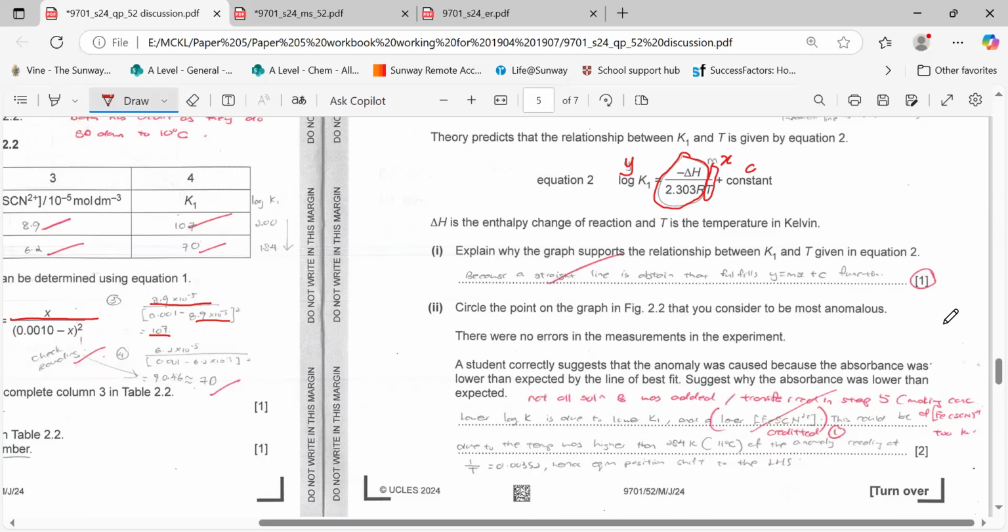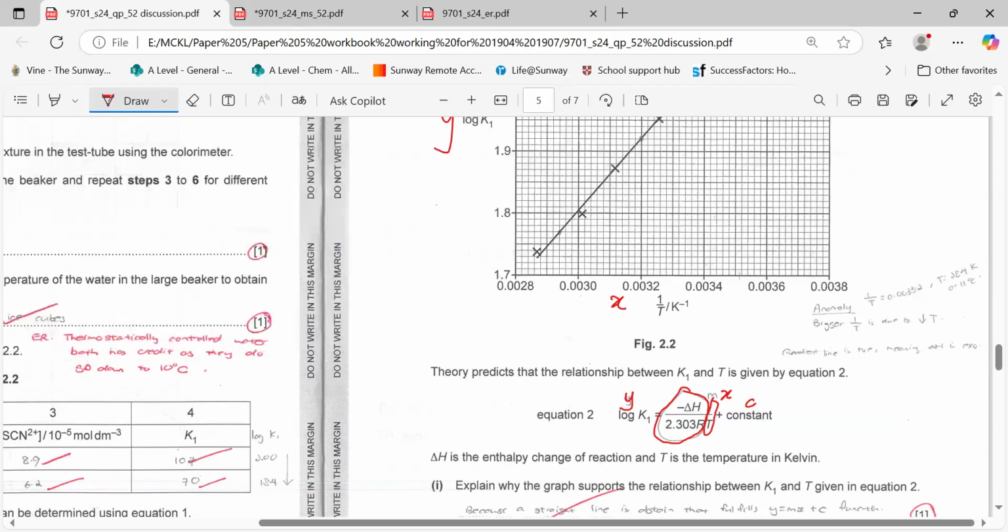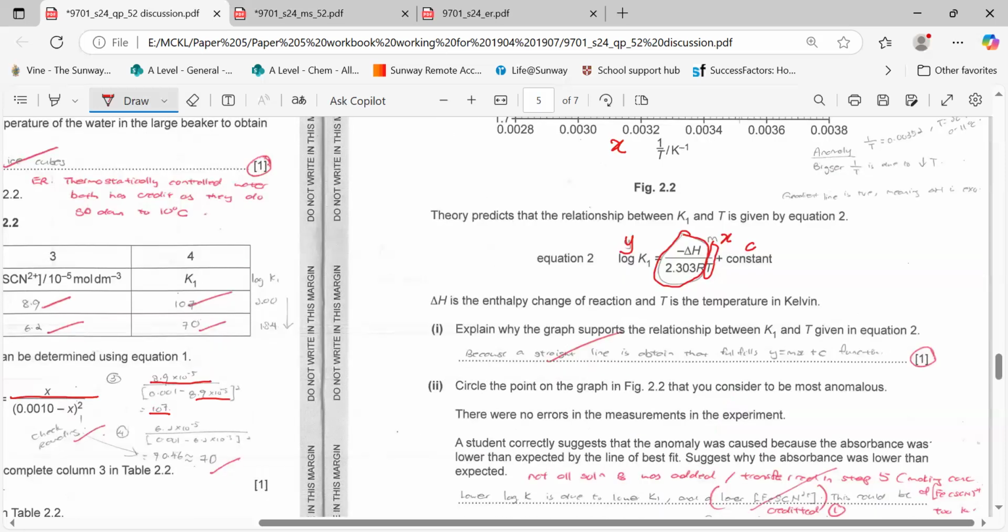that you consider to be most anomalous. There were no errors in measurements in the experiment. Okay. A student correctly suggests that the anomaly was caused because the absorbance was lower than expected by the line of best fit. Suggest why the absorbance was lower than expected. Okay, hold on. I'm not going to cheat. I'm going to solve it now at this particular moment when I do this recording. Okay. Let's see whether I can come up with the correct answer again. The student correctly suggests that the anomaly was caused by a lower absorbance.